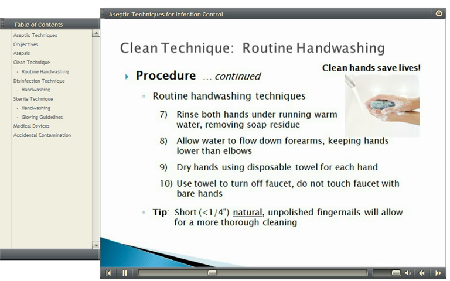Clean technique. Routine hand washing. Procedure continued. 7. Rinse both hands under running warm water, removing soap residue. 8. Allow water to flow down forearms, keeping hands lower than elbows. 9. Dry hands using disposable towel for each hand. 10. Use towel to turn off faucet. Do not touch faucet with bare hands. Tip. Short, less than quarter-inch, natural, unpolished fingernails will allow for a more thorough cleaning.